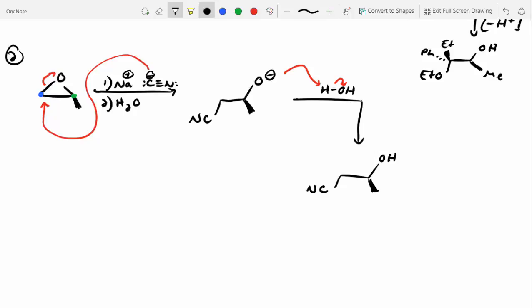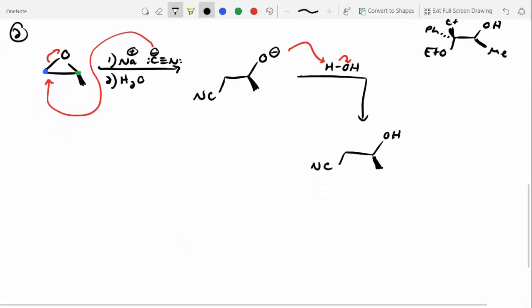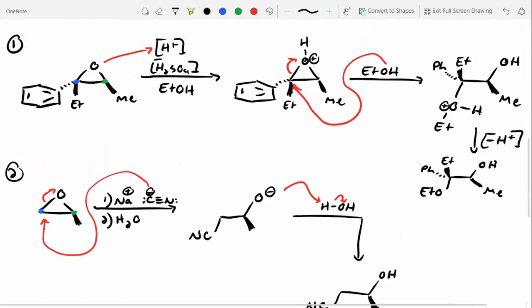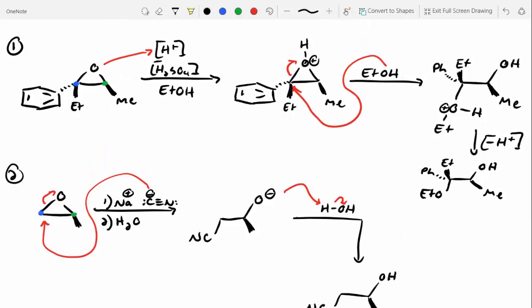All right, let's do another practice one. This time more complicated. So in this case, because I showed you an epoxide with set stereochemistry, you would only get one product. If we made this epoxide as a racemic mixture of enantiomers, then you would get a mixture of enantiomers out. So that's one thing to remember.